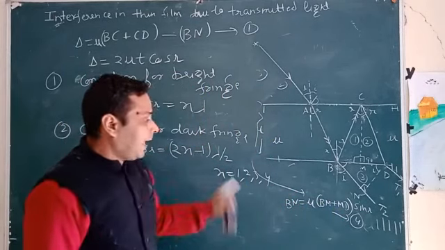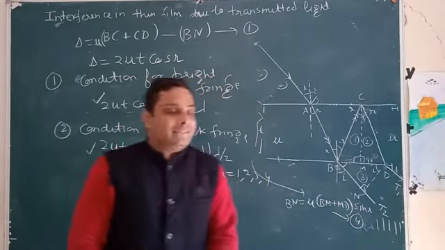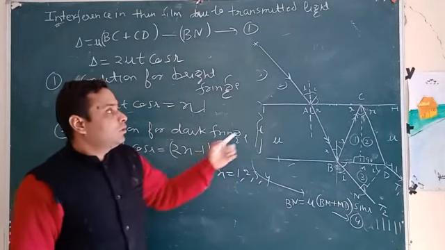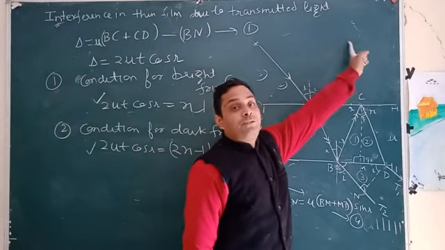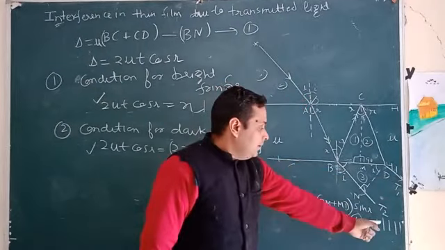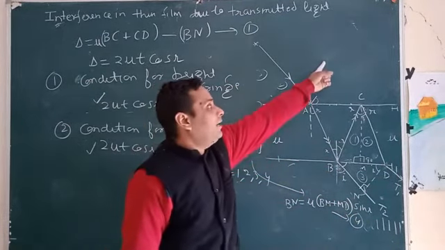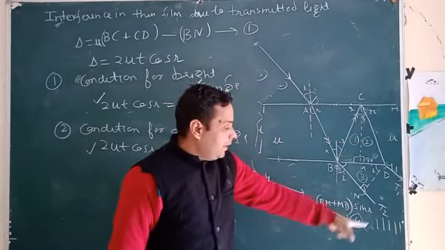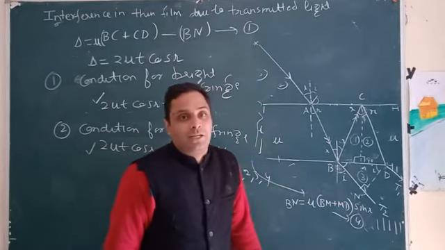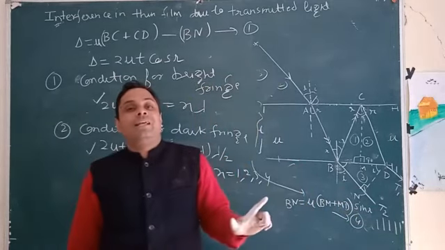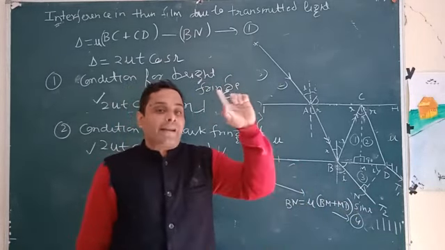In the reflected case, the bright and dark fringes are complementary, opposite to the transmitted case. So where we see a bright band in reflected light, the same band will appear as a dark band in transmitted light. So the transmitted case is the complement of the reflected case.